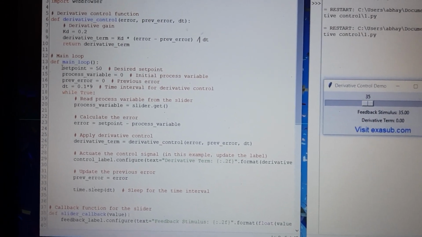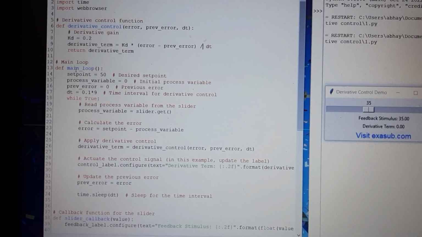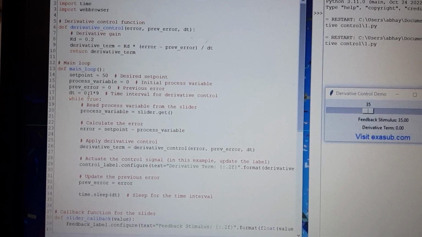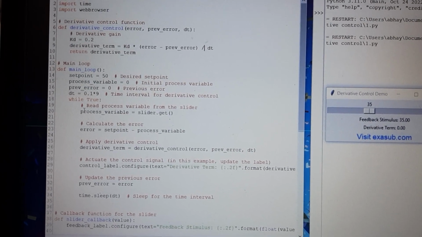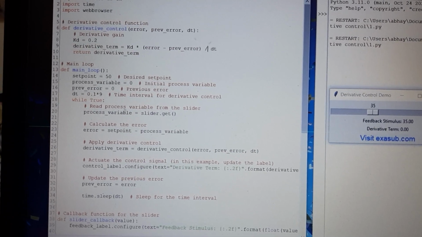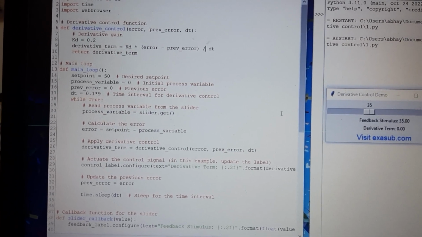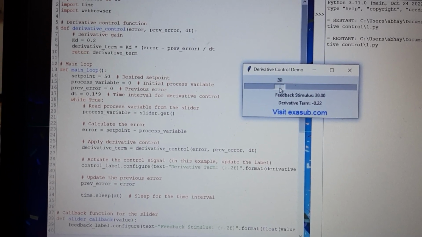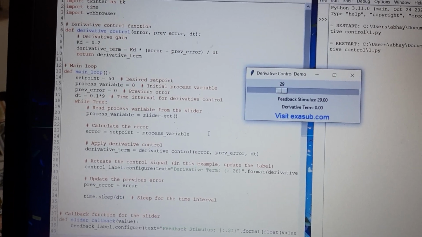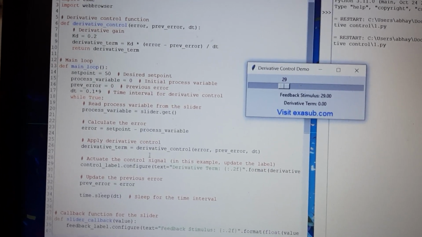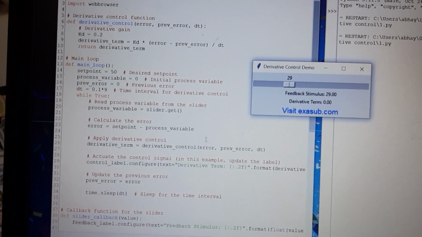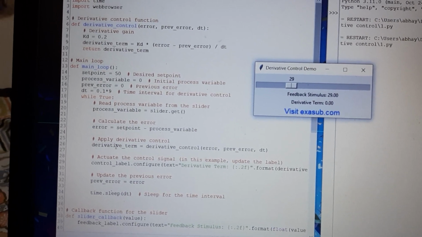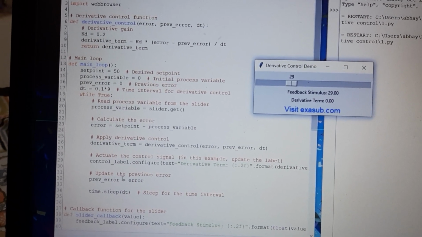We are setting a set point as 50, then we have a process variable, then we have the previous error, and then the time interval for derivative control. So this is the continuous loop. In this continuous loop, we are setting the process variable equal to slider.get, which means the value of this variable is being captured, and then the error is being calculated according to that. Then we call this derivative control function, which calculates the derivative term and puts it into the derivative term variable.